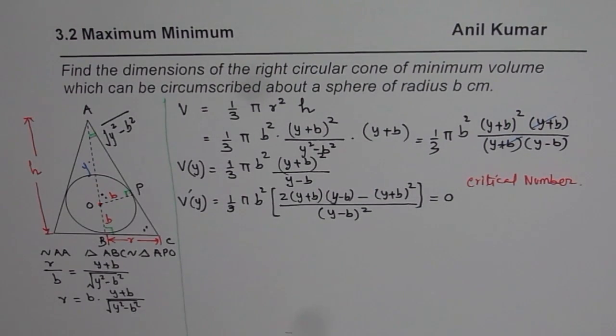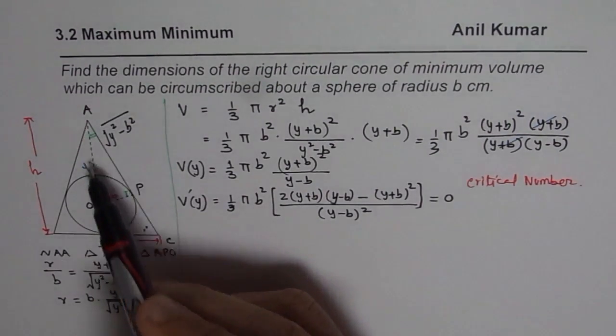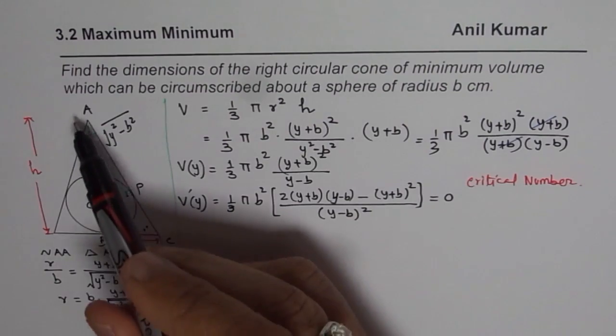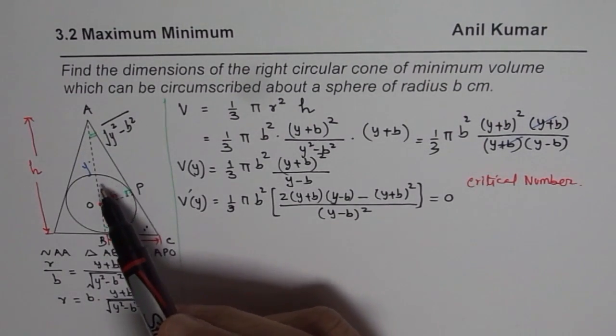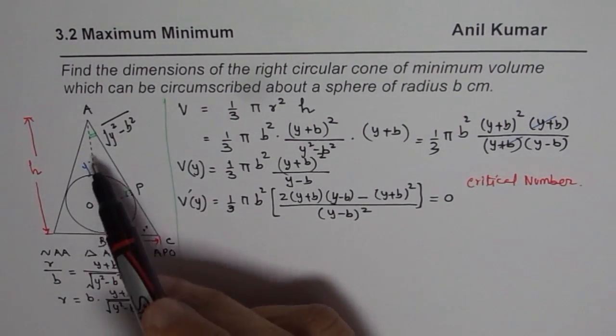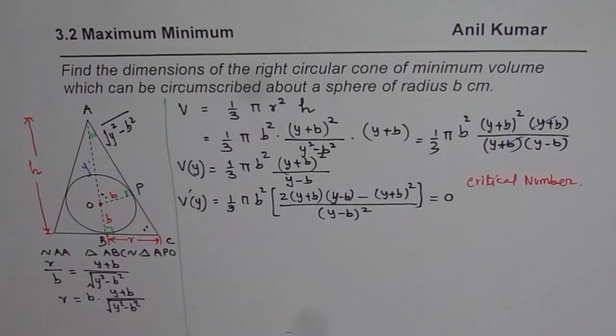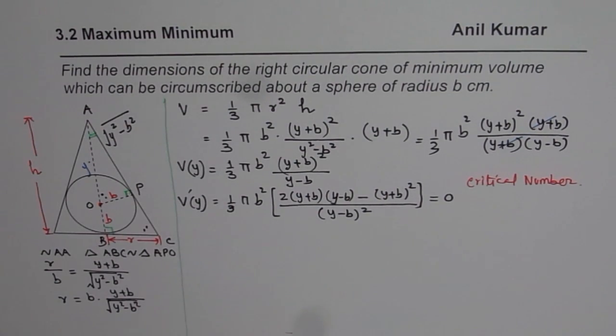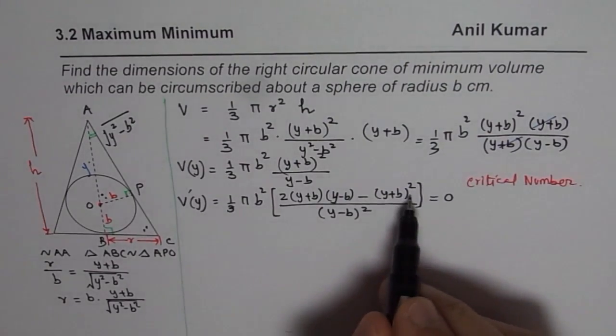You can also see here that the value of y could be 0, or we'll use the second derivative to find whether about this relation. Okay, so critical number is when the derivative is 0. So when will this be 0?